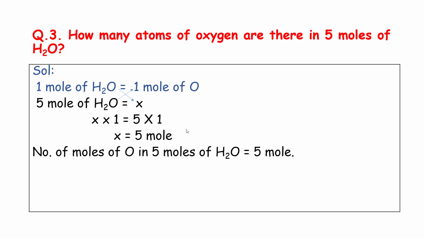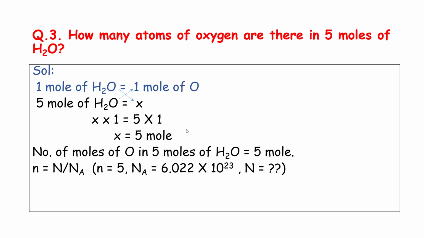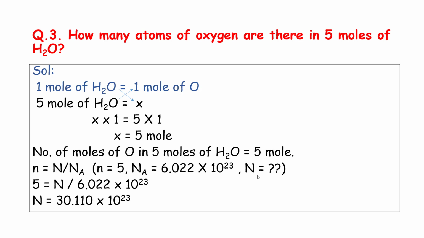Now here there is a twist, we need to calculate the number of atoms. So now we have calculated mole, that is small n, whose value here is 5. Na is 6.022 into 10 to the power 23. We need to calculate capital N, which is the number of atoms. You can use the formula n is equal to N upon Na, and we get the value as 30.11 into 10 to the power 23 atoms.